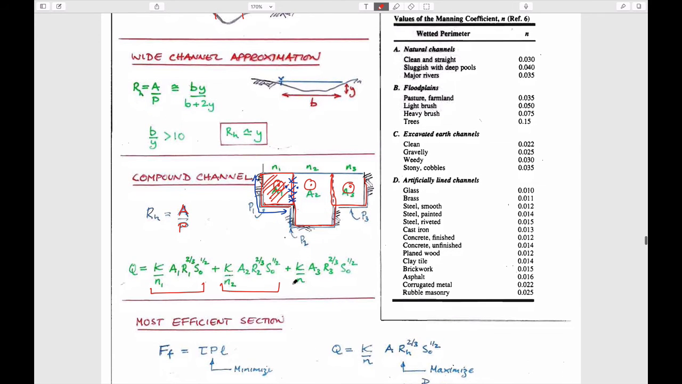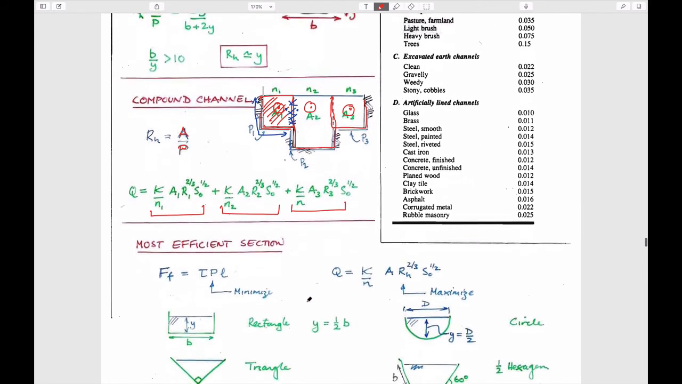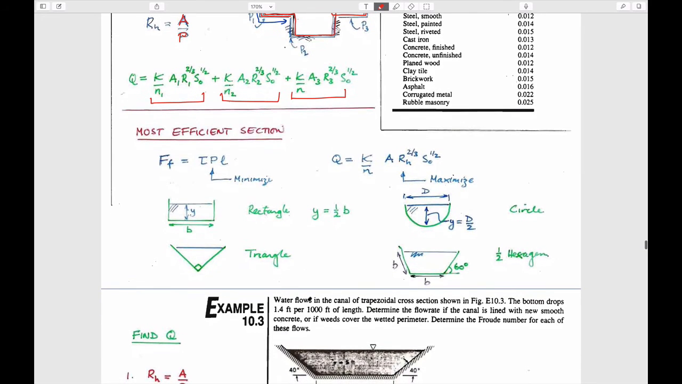And the third part is this flow rate in the third channel. We can look at minimum and maximum, so flow cross sections to be the most efficient.